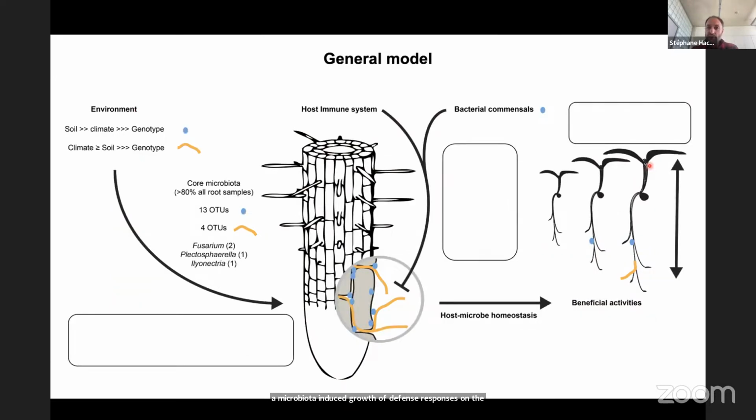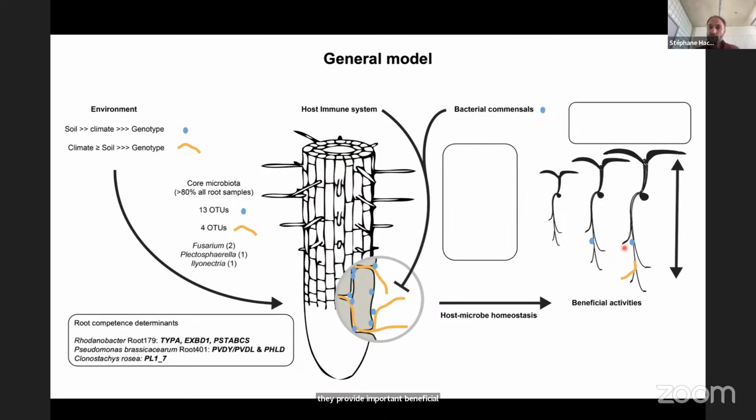So finally, a general model. I hope I could convince you that our deconstruction-reconstruction approach in gnotobiotic systems has been important. I hope I could convince you that roots of healthy plants are colonized by multi-kingdom microbial communities, that the filamentous eukaryotes are potentially harmful for plants, and that they are controlled on one hand by the host innate immune system and on the other hand by bacterial commensals. And we believe that once these filamentous eukaryotes are under control, then they provide important beneficial activities to the host.